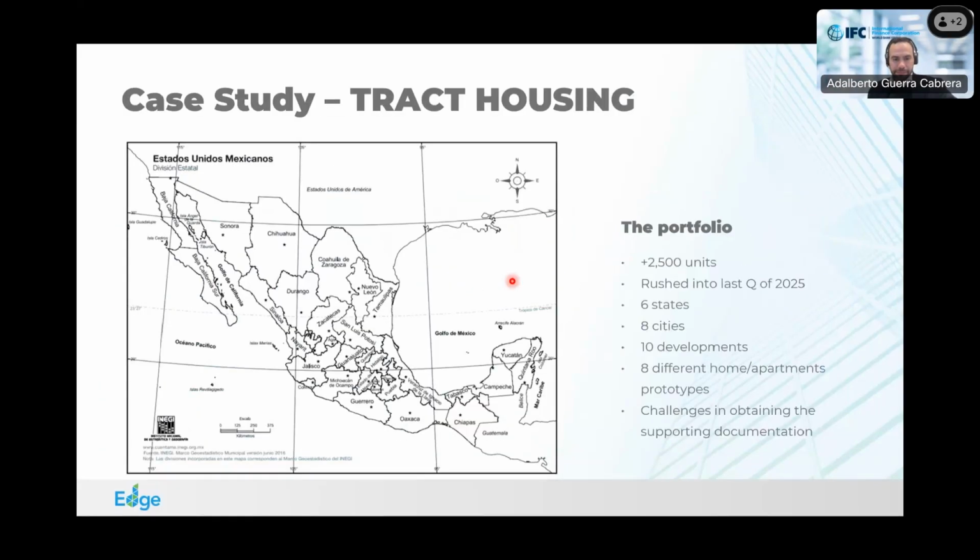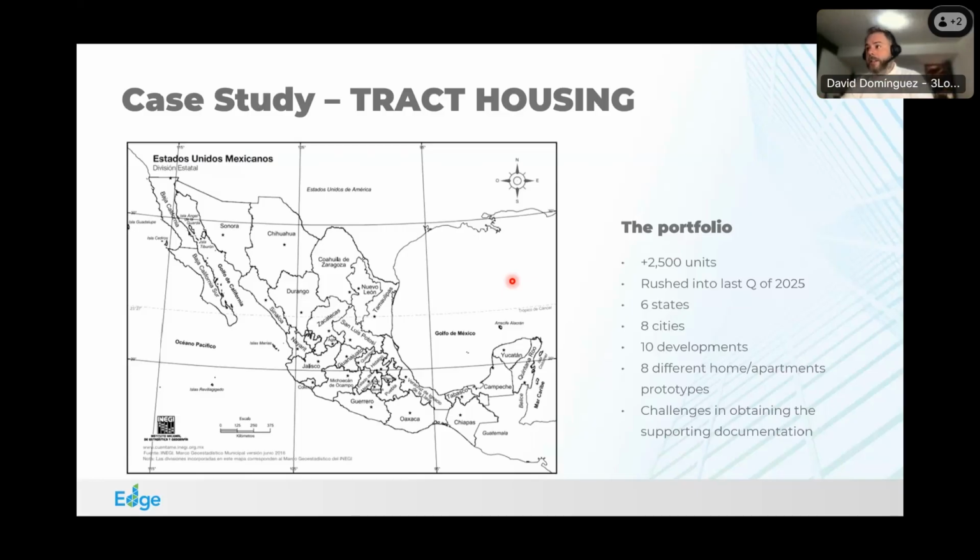Thank you, Adal. So this is the case study. It was more than 2,500 units that were rushed into the last quarter of 2025. The decision to go for the cluster, for the tract housing, was made in October. These 2,500 units were located in 6 states, 8 different cities, in 10 different developments. And we had 8 different home and apartment types. Tract housing is designed to be used for homes. You can use it with apartments in case the apartment is the same in the building. That's the way we did it, and that is what is requested currently by EDGE.